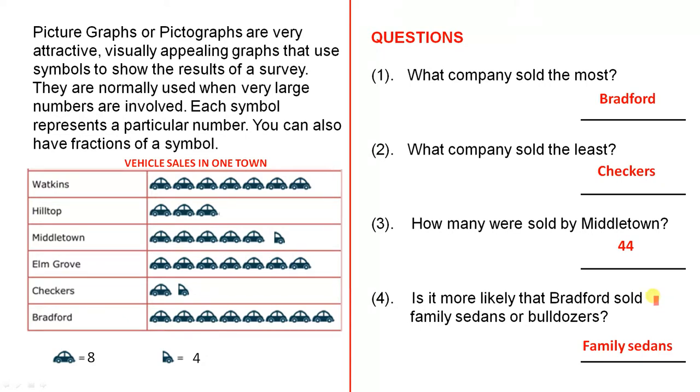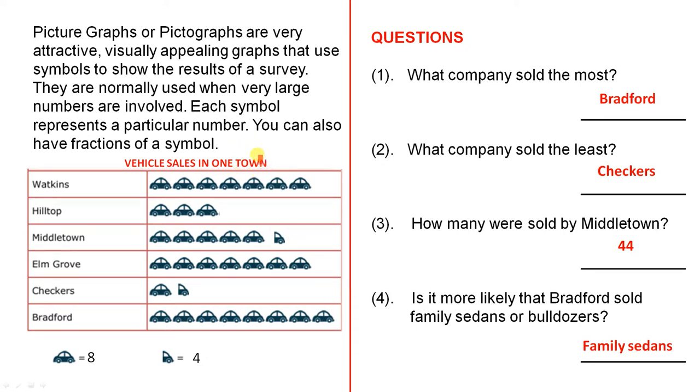Now sometimes you'll get questions where you have to look at the information and make an educated guess. That is, you have to infer from the information what you think the answer could be. And this is the question. Is it more likely that Bradford sold family sedans or bulldozers? Well, if you look at Bradford, you've got 1, 2, 3, 4, 5, 6, 7, 8. Now, each of these is 8, so that's 64.